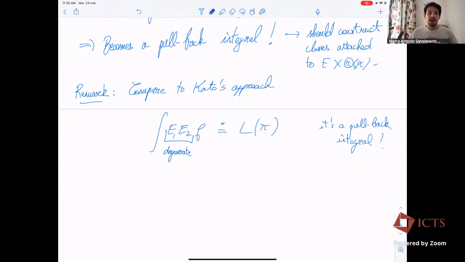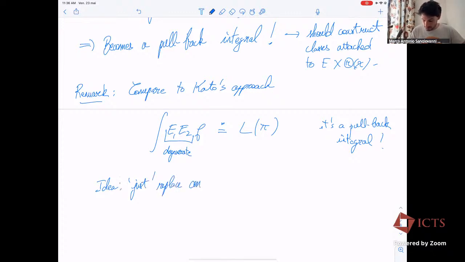Okay, and indeed, Kato pulls back the cup product of two modular units, which are avatars of Eisenstein series, to a diagonal copy of a modular curve. So the idea is simply now to replace an Eisenstein series with a zeta series. This is the main idea.